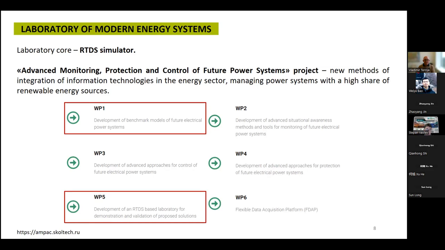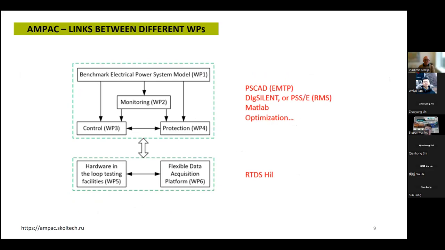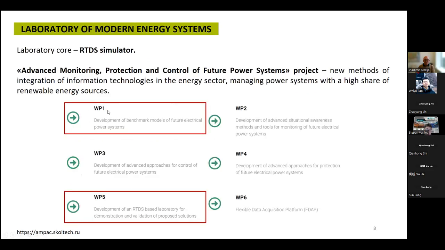The MPACT project is focused on methodologies and applications for optimal deployment of hardware and software technologies to support integrated monitoring, protection, and control strategies for secure, reliable, and resilient operation of future mixed AC-DC power systems characterized by high penetration of renewable energy sources. These strategies will drastically reduce the system operational costs and enable massive utilization of renewables. Today, I will talk about work packages one and five, about the development of benchmark models and development of RTDS facilities.